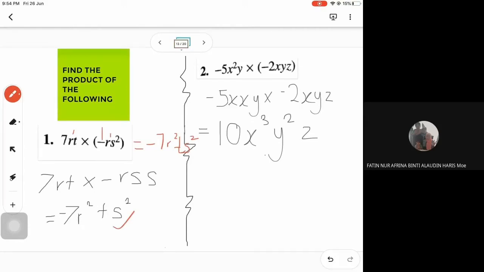Okay, ni. Number 2, to Ariana. Yes, teacher. Okay. Explain, Ariana. First, I expand the question, so it becomes negative 5, 2x squared y, times negative 2, xyz. Negative 5, when it is multiplied by negative 2, it becomes positive 10. X squared times by X equals to X cubed, and since there is two Y's in the question, it'll become Y squared, and since there's only one Z, it will only become 1z. So the answer is 10x cubed y squared z.